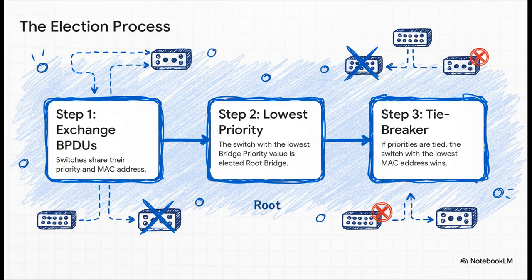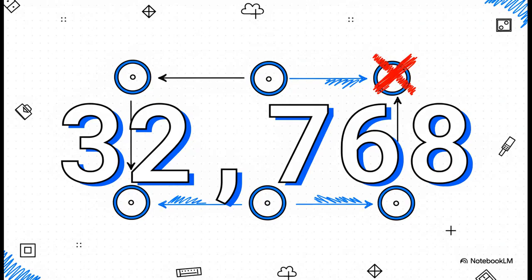The main rule for winning is simple. The switch with the lowest bridge priority number wins, period. And if there's a tie, no problem. The switch with the lowest unique MAC address wins the tiebreaker. It's a guaranteed way to get a single winner. Now that tiebreaker is way more important than you might think. Why? Because right out of the box, every Cisco switch has the exact same default priority value, 32,768. This means that if you just plug a bunch of new switches together, the election is basically a lottery based on which switch just happens to have the lowest MAC address.